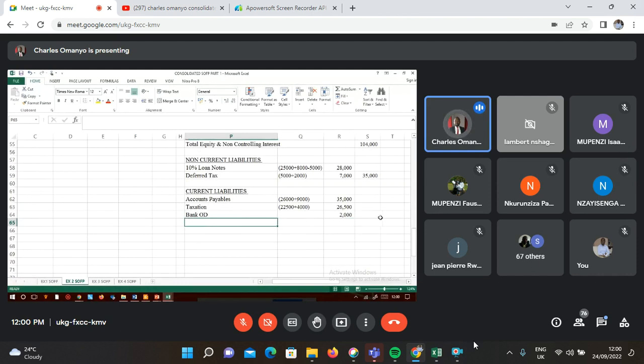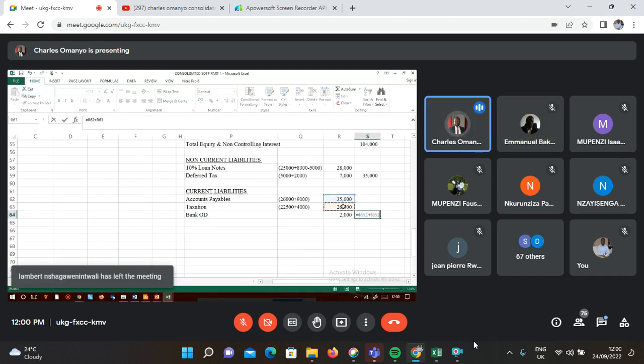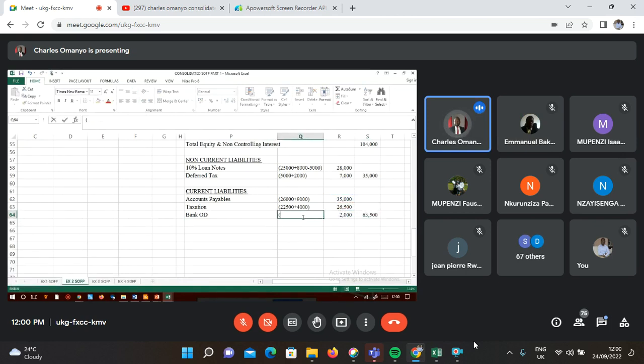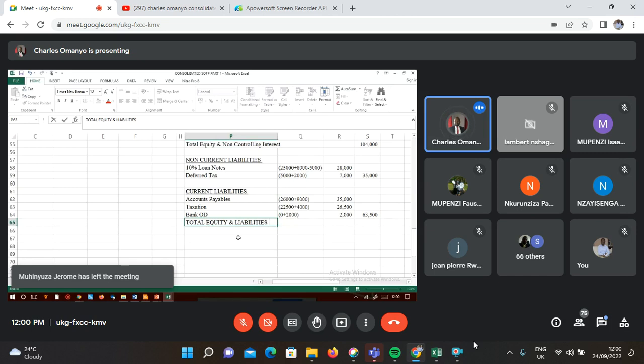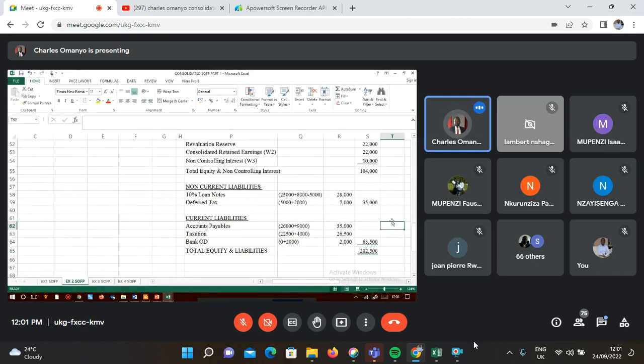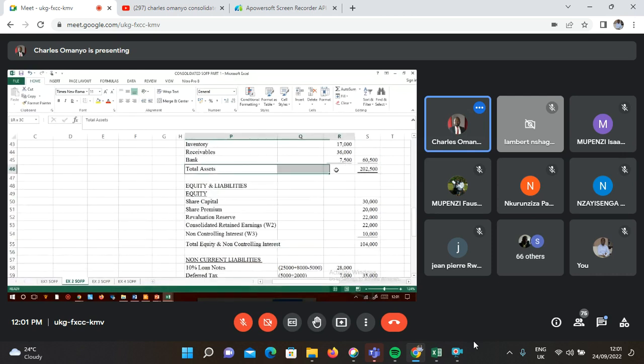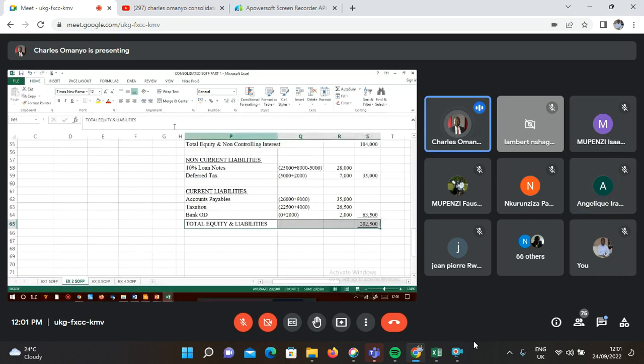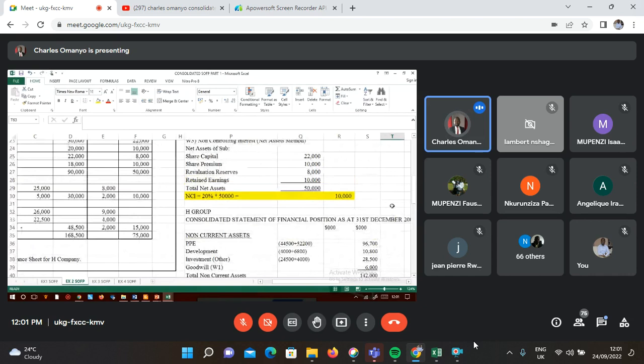Okay, so what we get is total current liabilities is that plus that plus that. Now, finally, what we get here is total equity and liabilities. We take our total equity plus non-current liabilities plus current liabilities. What do you get? 200 and 2,500. Has it balanced? Yes, you can see that it has balanced. And that is how we prepare the consolidated statement of financial position.